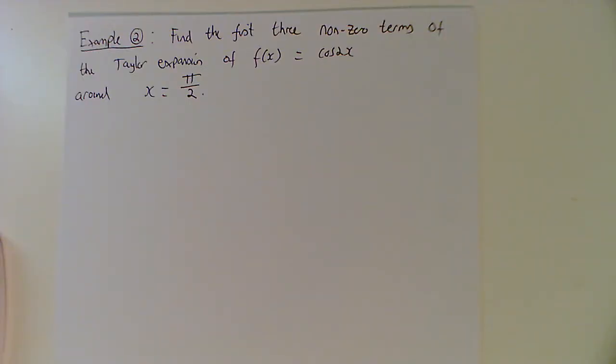Okay, so let's have a look at example number 2. I know the video's jumping about a wee bit today, that's just so I can try and give you examples using the computer. Right, so find the first 3 non-zero terms of the Taylor expansion for f of x equals cos 2x around the point x equals pi by 2.